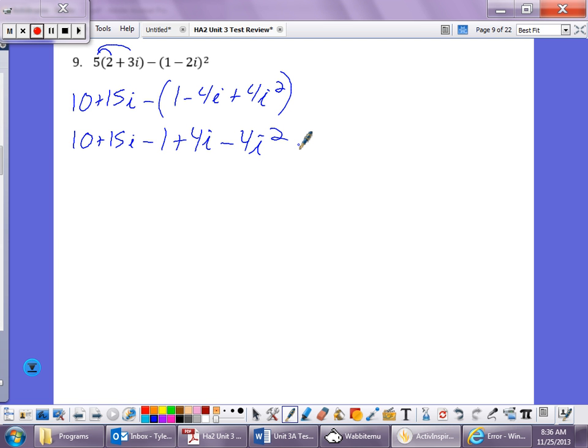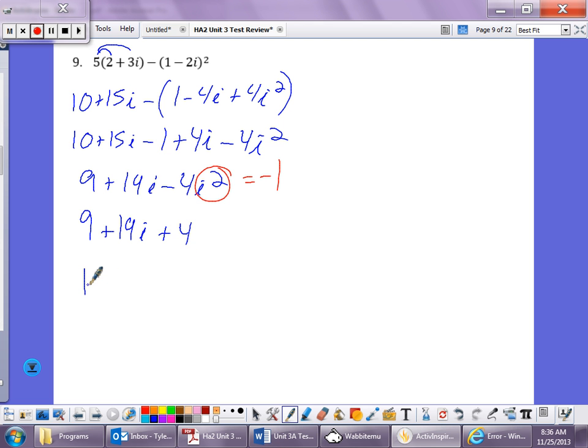I can combine like terms. So 9 plus 19i minus 4i squared. And what does i squared equal? Right, negative 1. So that's going to be 9 plus 19i minus minus 4 is plus 4. So your final answer would be 13 plus 19i.